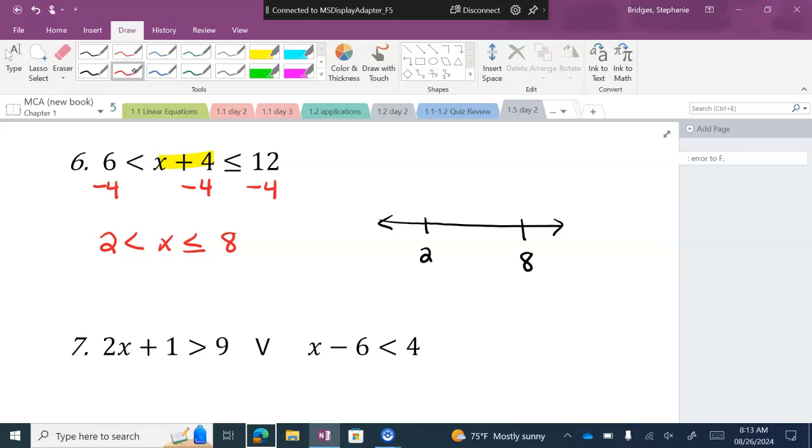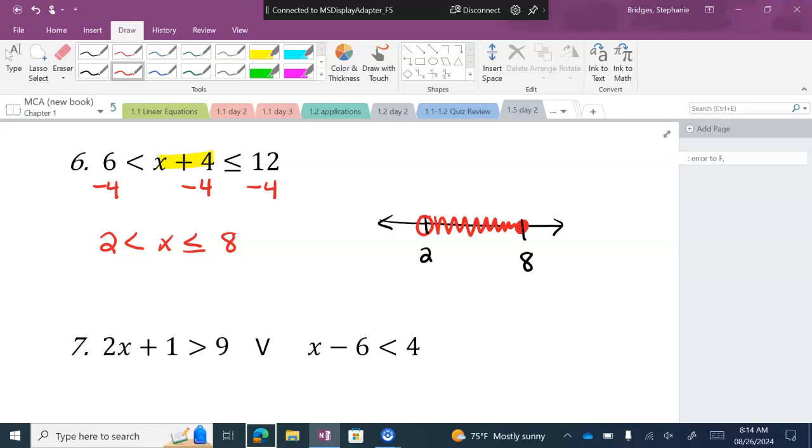Am I open or closed at 2? Open. Am I open or closed at 8? Closed. And then where is x? In the middle. It's in the middle, so guess where I should shade? In the middle. Okay, those aren't anything to have to think about other than getting that x all by itself in the middle. I don't tend to give too many of these, but I might give 1 or 2.